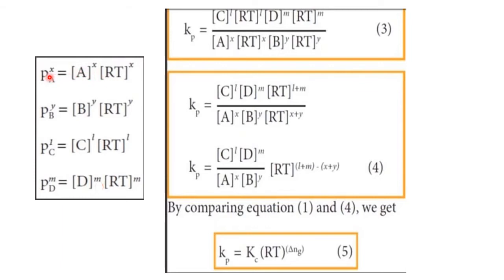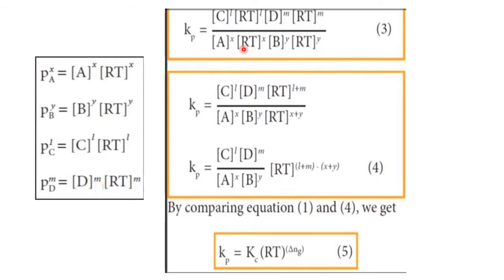PV is equal to nRT. From that, P is equal to n by V into RT. n by V is nothing but concentration, so you replace that by a square bracket. So A power X into RT power X. Then in the same way we can write it for P of B power Y into RT power Y, P of C power L and P of D power M. Then substitute all these values in the Kp equation. First, the numerator has the products C and D: C power L into RT power L into D power M into RT power M, divided by A power X into RT power X into B power Y into RT power Y.